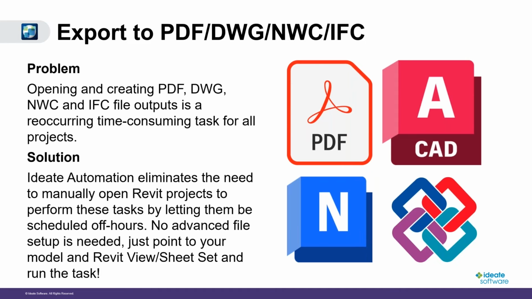Next, let's talk about PDF, DWG, NWC, and IFC exports. These are typical deliverables that we all have to submit on a recurring basis, and they're very time-consuming tasks. With automation, you're able to schedule them to run off hours. There's no advanced file setup needed. You just point it to the Revit model, and in the Revit model, you have your view and sheet set, and that will be one of the inputs that you put in your script to run that.